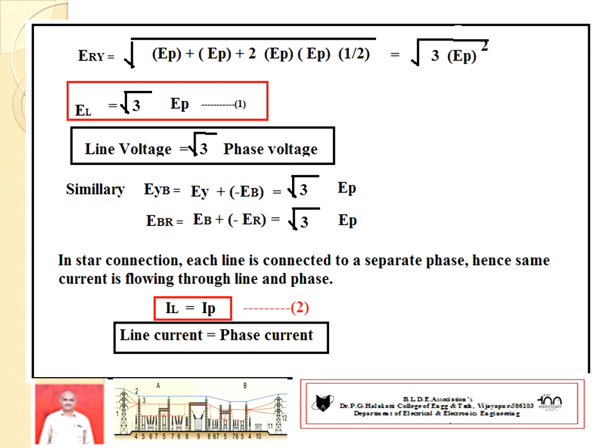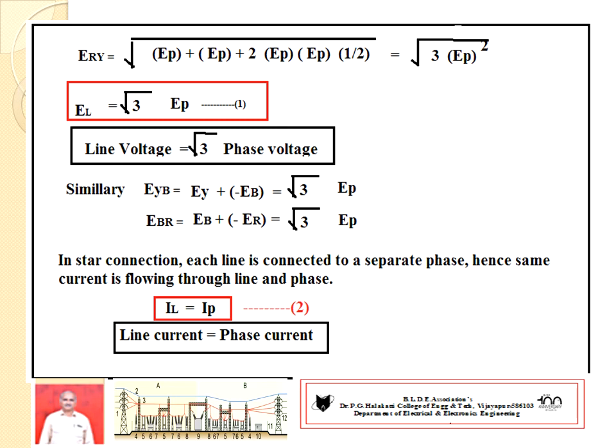We are getting one relation, sir. In a balanced system, all line voltages are equal. Hence EYB, the vector sum of EY plus minus EB, is also equal to root 3 times EP. Finally, line voltage EBR equals EB plus minus ER, equal to root 3 times EP.